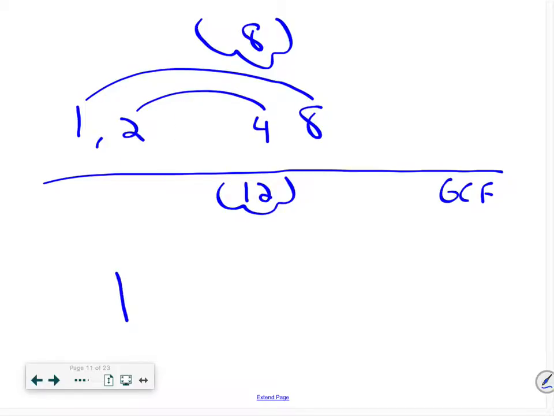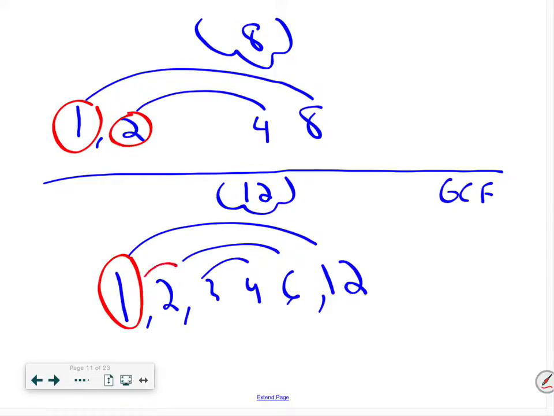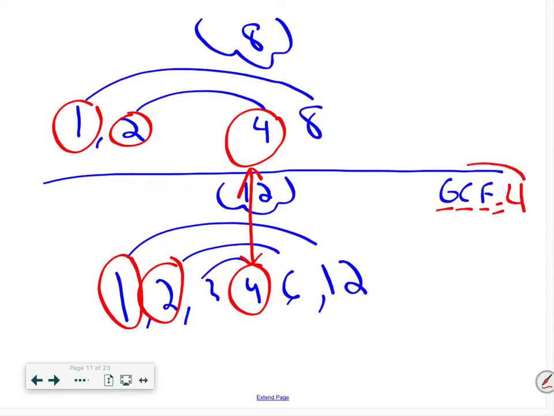The factors of 12 are 1 and 12, 2 and 6, 3 and 4, and I know I'm done because there's no number between 3 and 4. The common factors are things that they match, so they both have a 1, they both have a 2, they both have a 4, and that's it. The greatest common factor, GCF, is exactly what it says. Which one is the greatest of the common factors? 4 is the biggest of the common, so the GCF of this is 4.